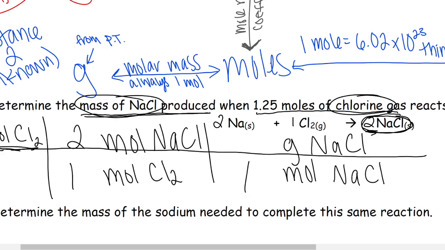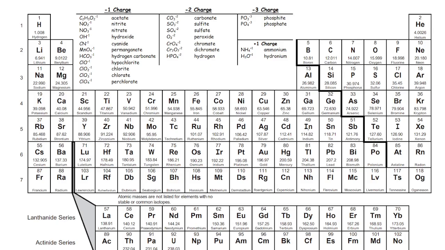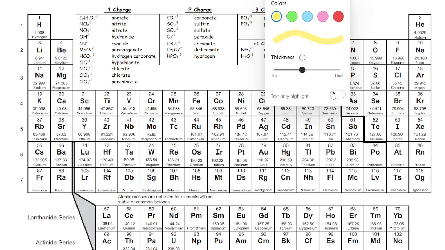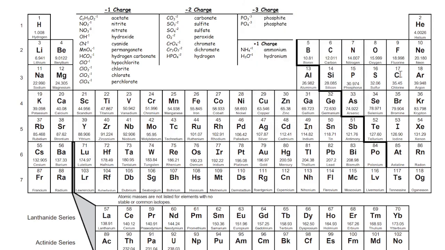So then I need to look at my periodic table to determine the molar mass of NaCl. So here I have chlorine. Sometimes it works and sometimes it doesn't like to. All right, chlorine. So I would use 35.45, and then for sodium, I would use 22.990. So plug this into your calculator.